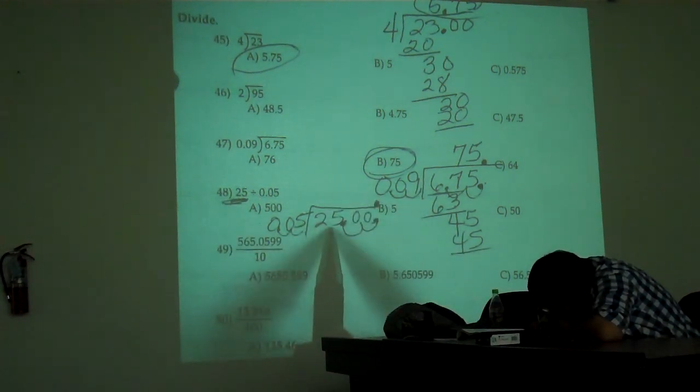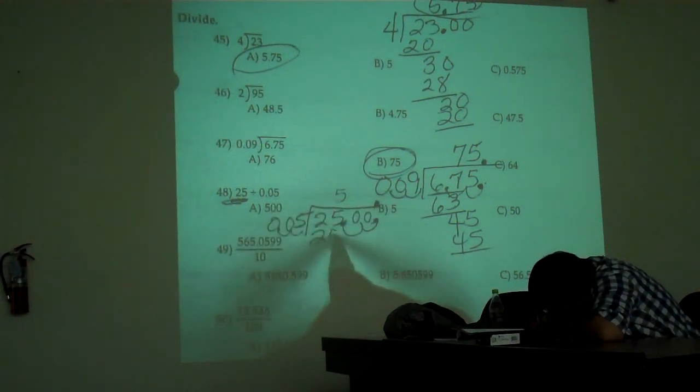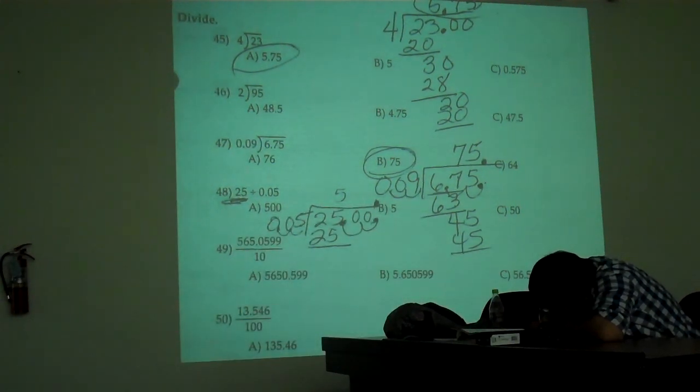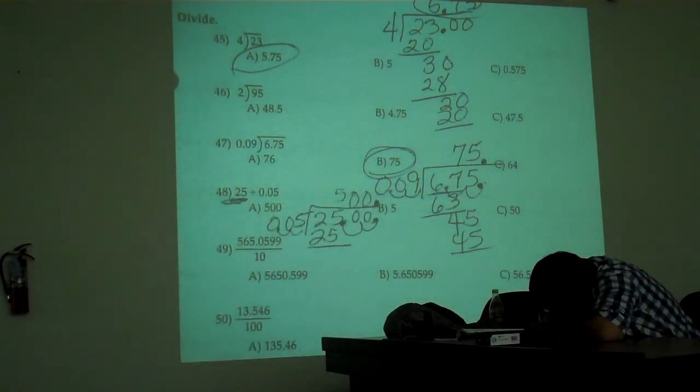Okay, 5 into 25, 5 times. So is your answer 5? No, you need to put the zeros above this. So it's 500.